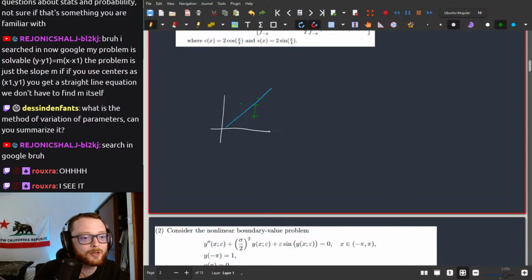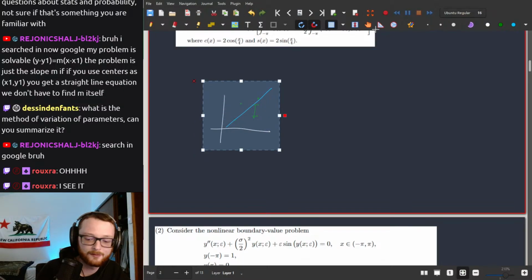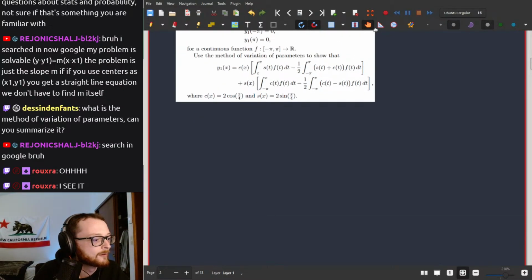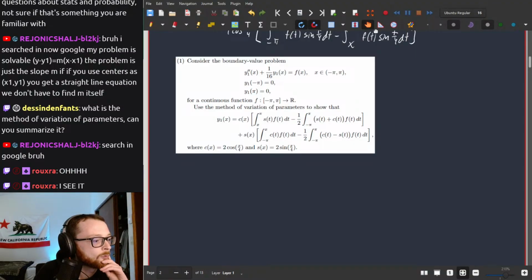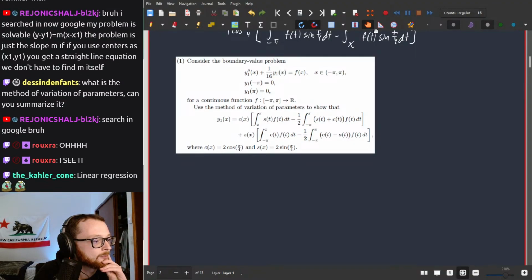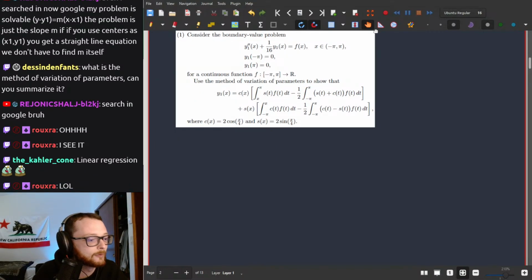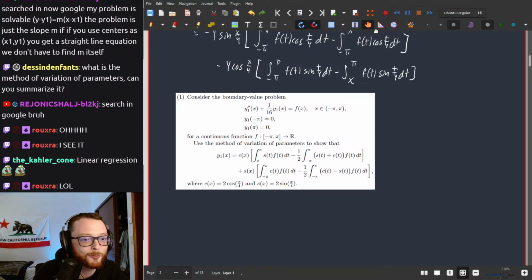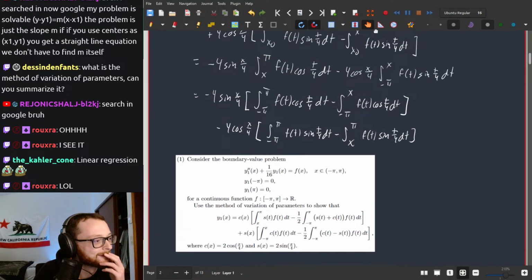Variation of parameters, yeah. There's a problem in Google. Solvable. Fair enough, Brijo. I still don't understand what the question is, so I'm not going to Google it, but I'm glad you got an answer.